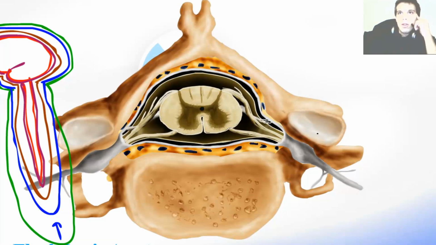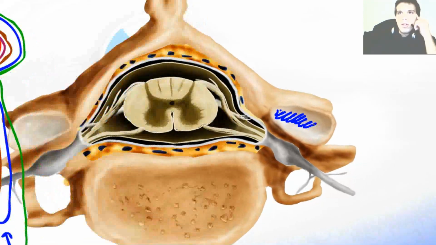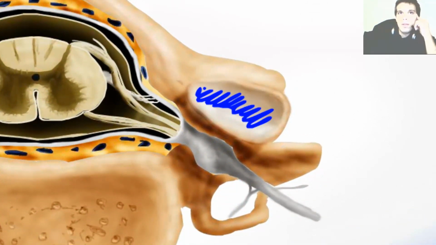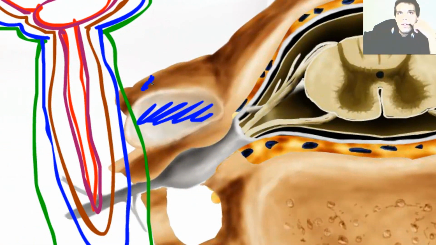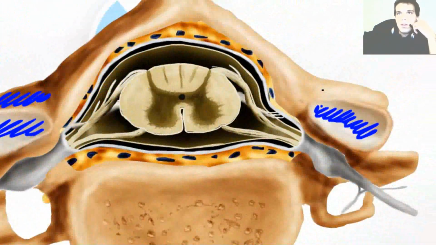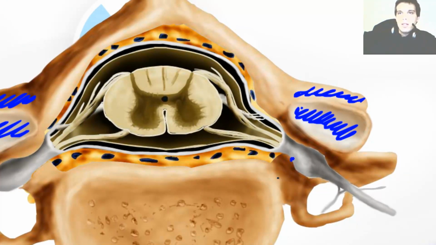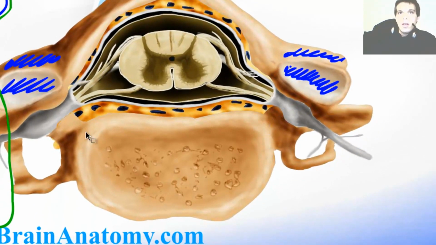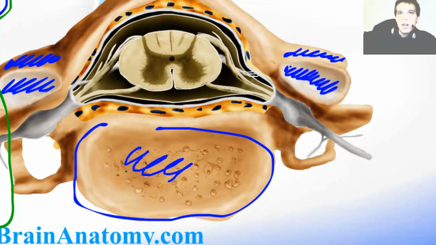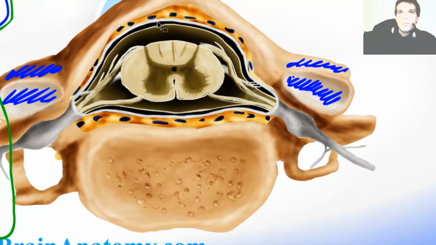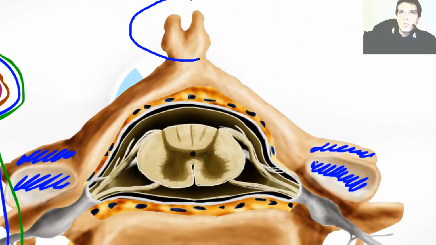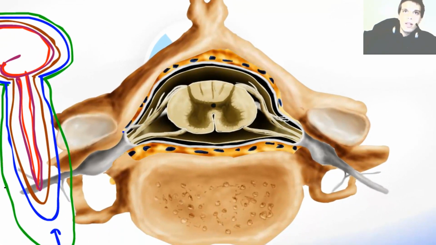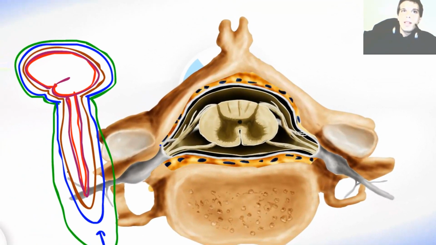So this over here is the superior articular process, and this over here, same on the other side. The inferior articular process, and over here, as I said, the transverse process, and the body of the vertebra with the spongy bone inside and the compact bone outside. This one here is the spinal process. But this is not a lesson about bones, this is a neuroanatomy lesson.